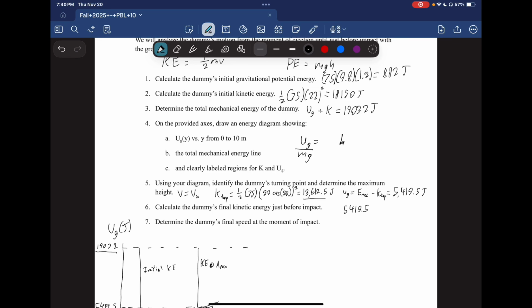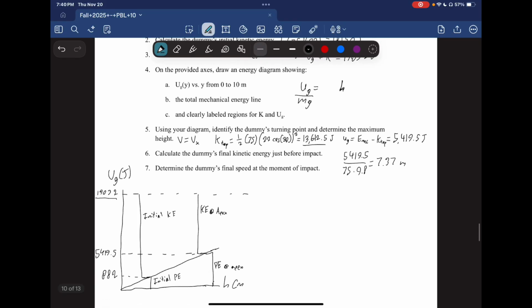We get 5419.5 divided by 75 times 9.8 equals about 7.37 meters. Okay. Question 6 says calculate the dummy's final kinetic energy just before impact.